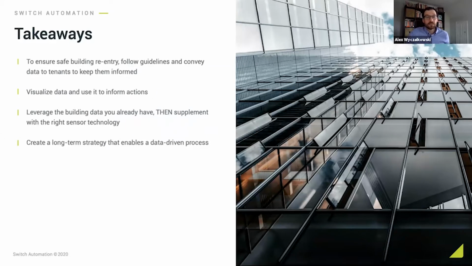So with that, takeaways. Our very first question is, what do we do to ensure a safe building reentry? Follow guidelines and convey that data to your tenants to help them be informed and feel safe. So do those two things. If you remember anything from today, remember those two things: follow a data-driven process, and then visualize the data. That's going to let you inform your actions.